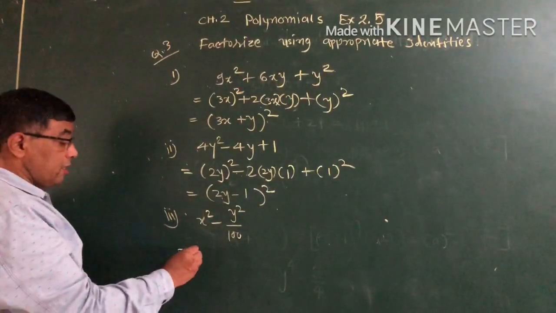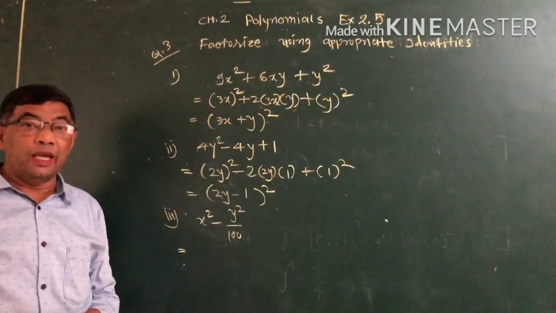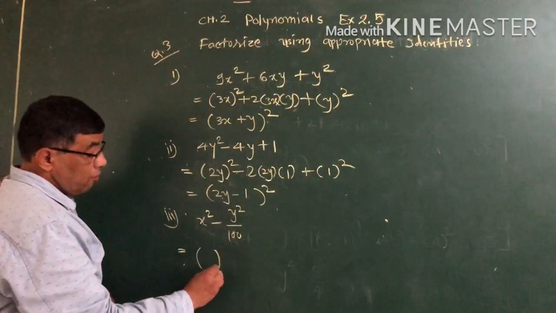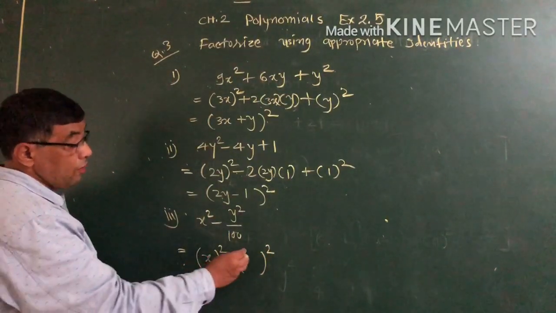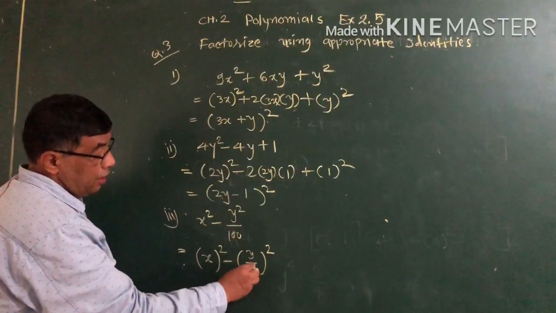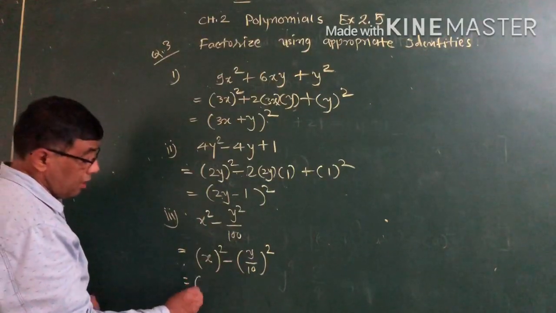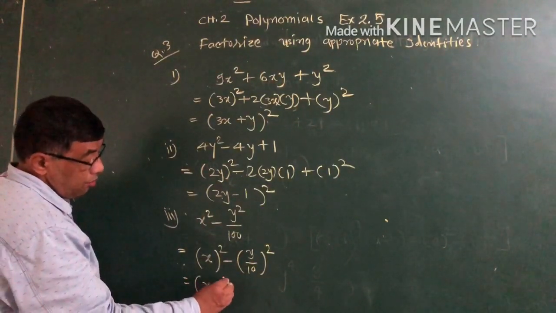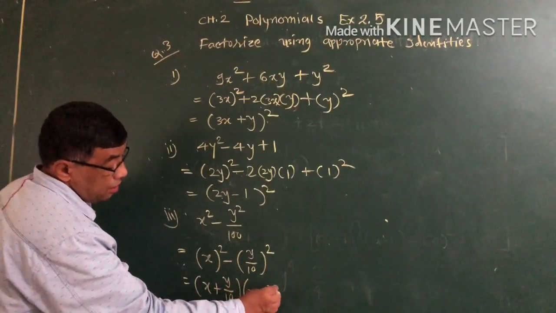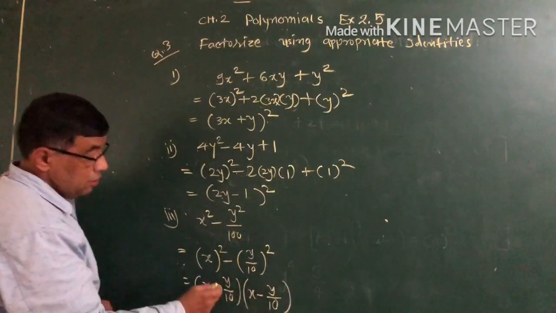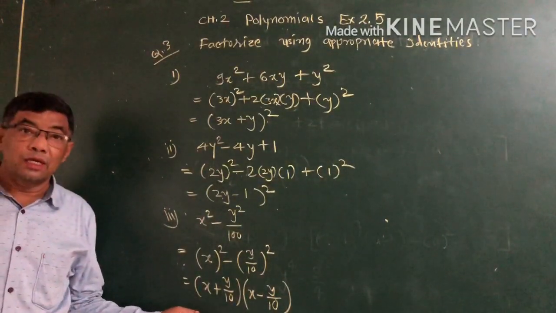So the answer is (a - b) whole square. Next is based on the identity a square minus b square; then the answer is (a + b)(a - b). So first of all we check whether this is a square minus b square or not. So x whole square and this is (y/10) whole square. So it is already a square minus b square and therefore the answer is (a + b)(a - b). So (x + y/10)(x - y/10) is the answer here.